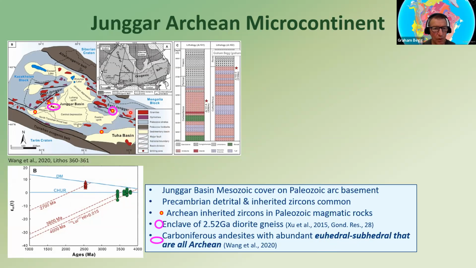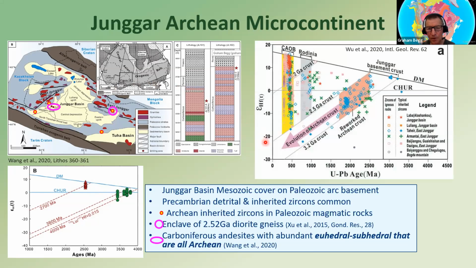Wu et al. then looked at the entire region and all of the zircons around this basin and put that together on an epsilon hafnium versus uranium-lead age diagram. And what they found is there's a lot of Proterozoic zircons, whose model age, if you intersect this mantle evolution line here, will give you an Archean age of the crust that's been melted to form those zircons.